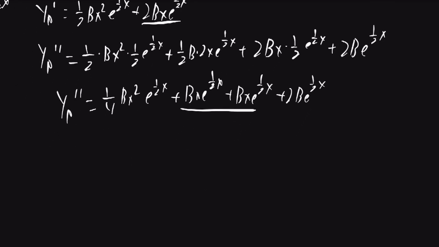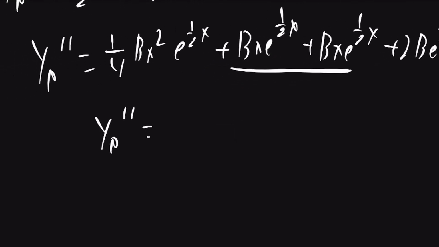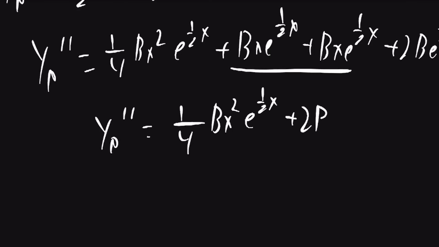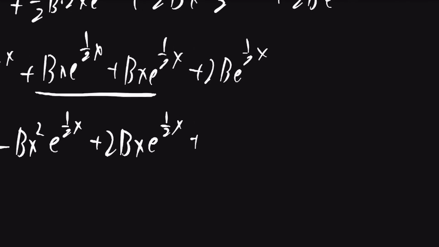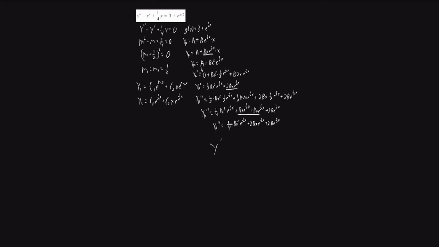These two terms in the middle will add together. So yp'' will be equal to 1/4 times b x^2 e^(1/2 x) plus 2b x e^(1/2 x) plus 2b e^(1/2 x). The original differential equation was y'' - y' + 1/4 y is equal to 3 plus e^(1/2 x).